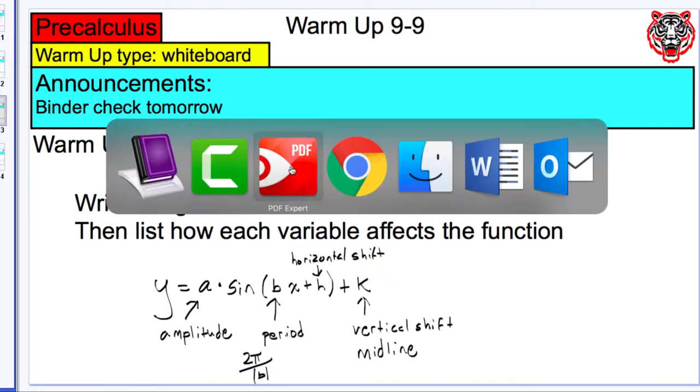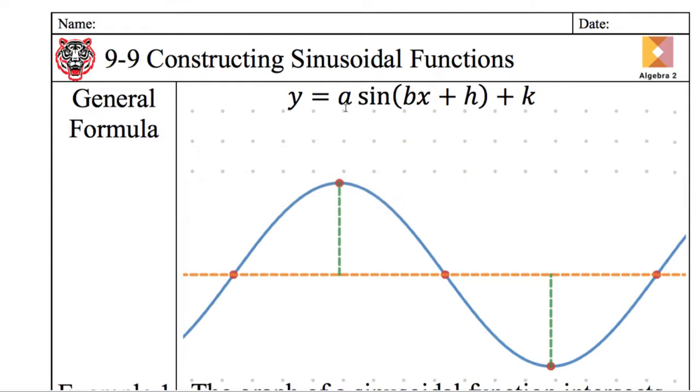Make sure that you have the notes out in front of you. They look like this. If you don't have the notes, they are on Google Classroom as well. So the general formula, again, it's right here. We're going to add this in our notes again because we did it on the whiteboards just to get us warmed up. Now we're actually going to write it down. So A, again, this affects the amplitude. So that's our amplitude.